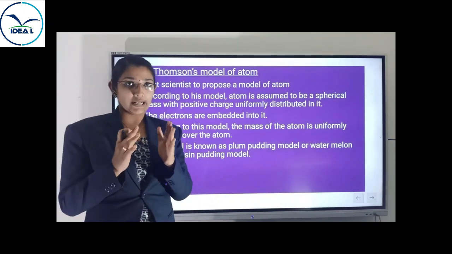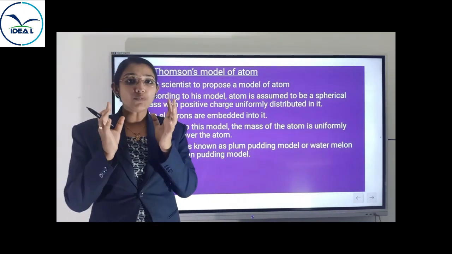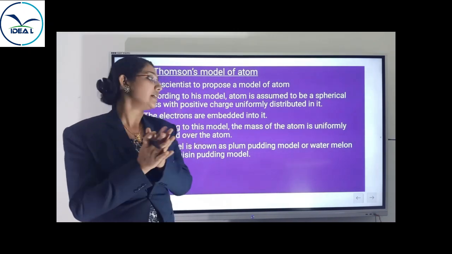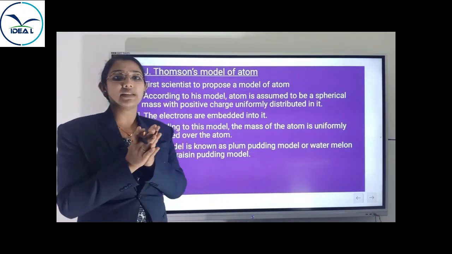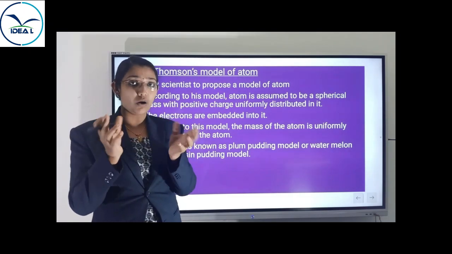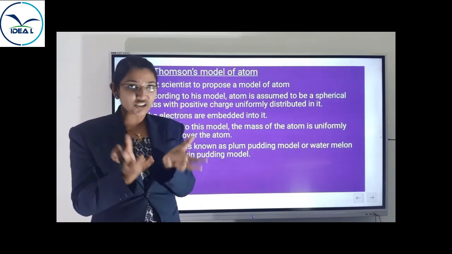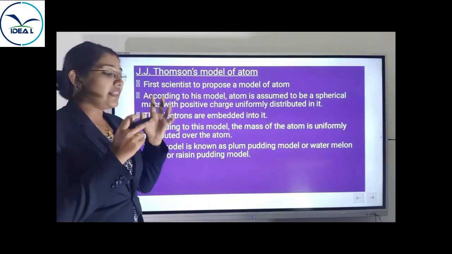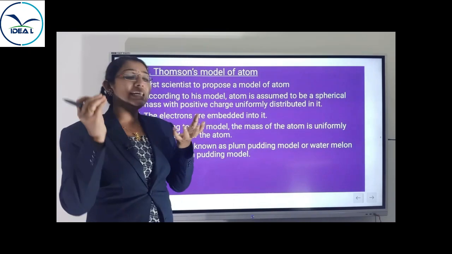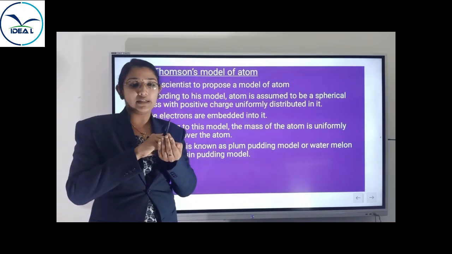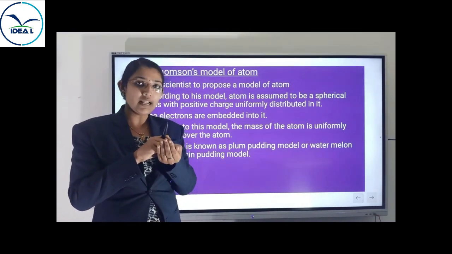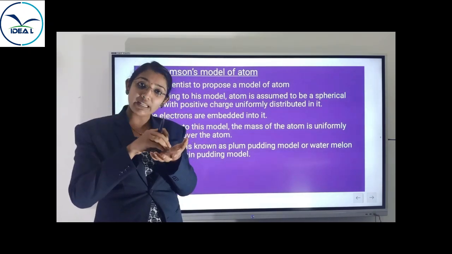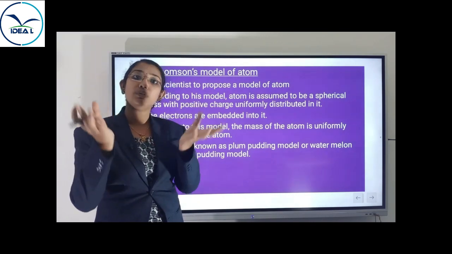According to his model, atom is assumed to be a sphere. Sphere means a circle-like shape, you know that. So according to J.J. Thomson's atomic model, atom is considered or assumed to be a spherical mass with positive charges uniformly distributed in it. Uniformly means equally distributed throughout that sphere.